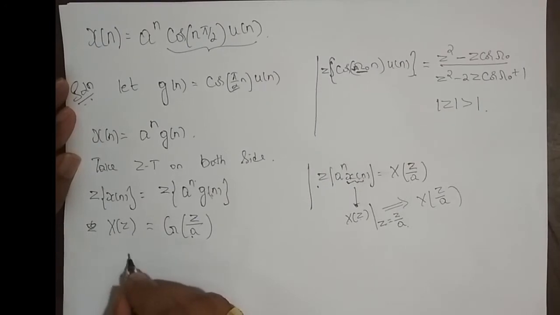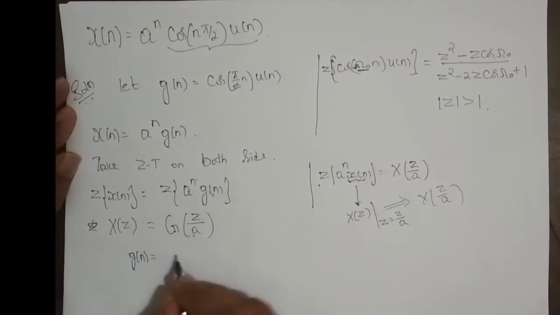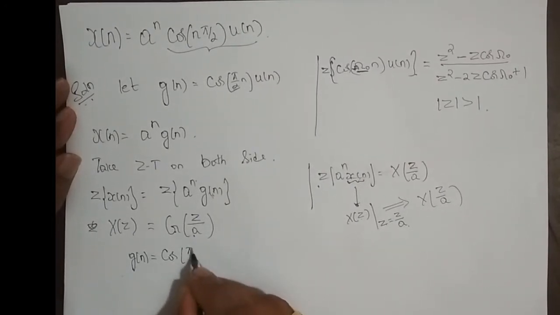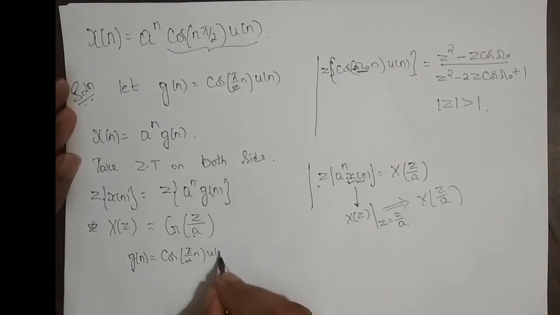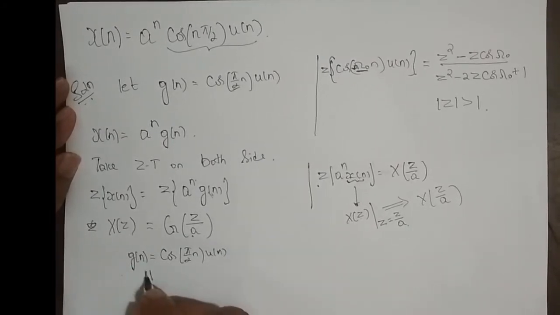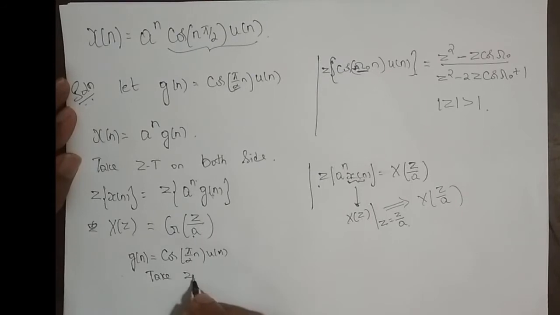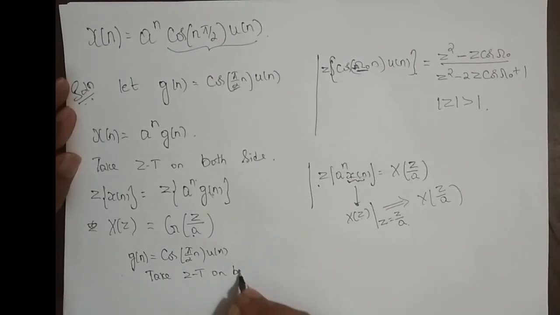Okay. Now, what is g of n? G of n is cos of (pi by 2) n u of n, right? And we take z transform on both sides.